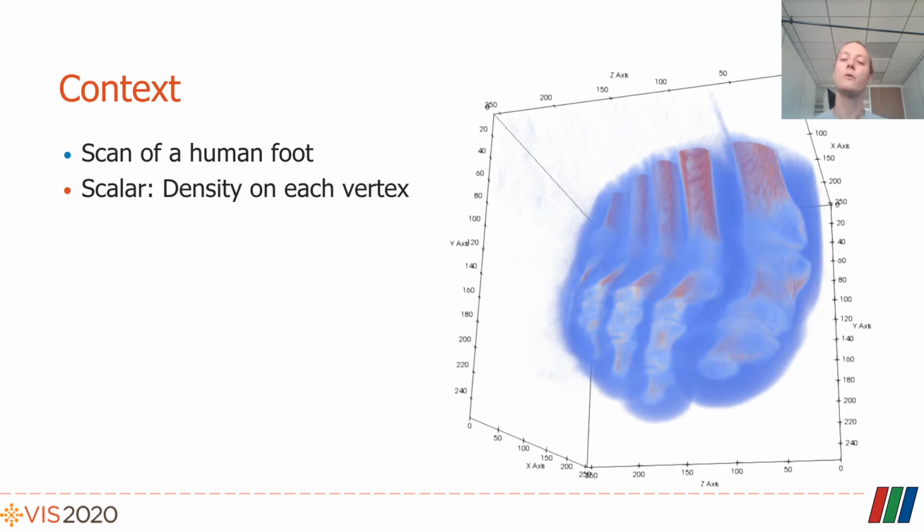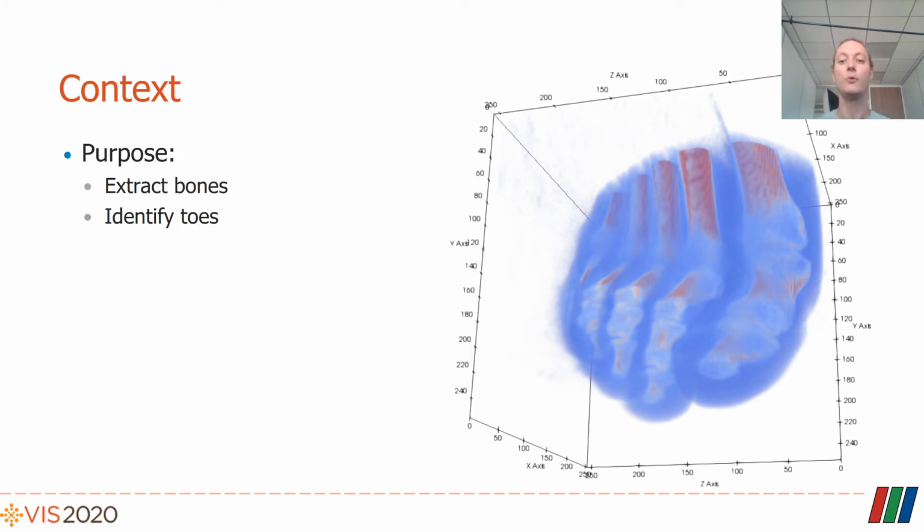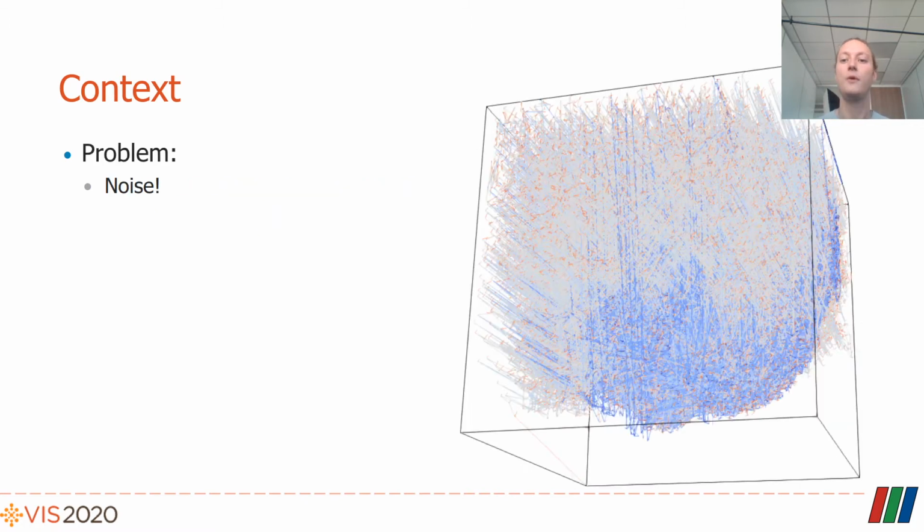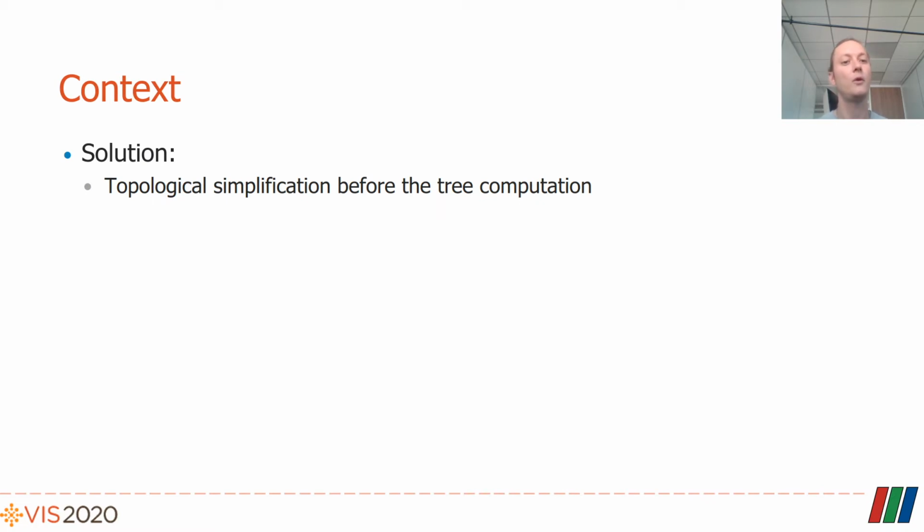So now we want to extract the area corresponding to the bones of the foot, and if possible, we will try to identify each toe. For this, we need to extract areas attached to the maximum values of the scalar field, as bones are areas with a really high density of matter. We can use a merge tree for that. But if we compute a merge tree directly on the dataset, we have a lot of noise. So to reduce this noise, we will keep a dataset with only 5 maxima. We will simplify this dataset using a topological simplification, and then we will compute the split tree on it.